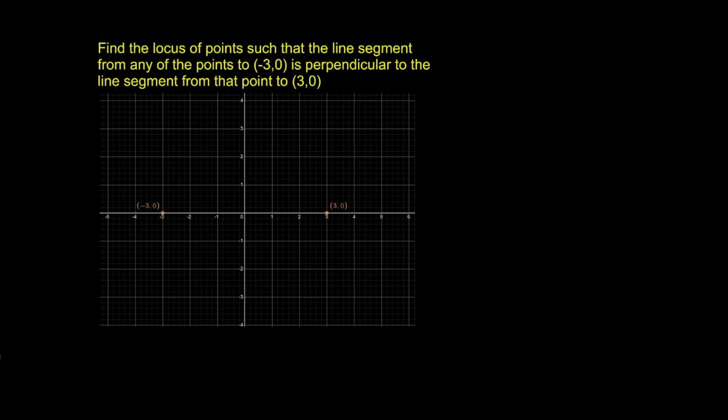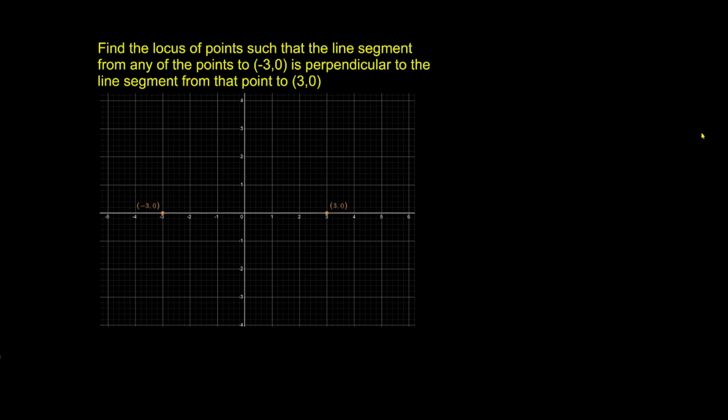For this video, we will be finding the locus of points given some stipulations. So we see here, find the locus of points such that the line segment from any of the points to -3, 0 is perpendicular to the line segment from that point to 3, 0. Now there's several ways to look at this.